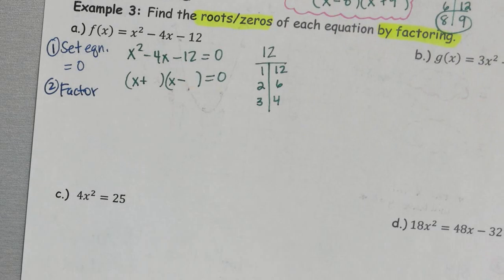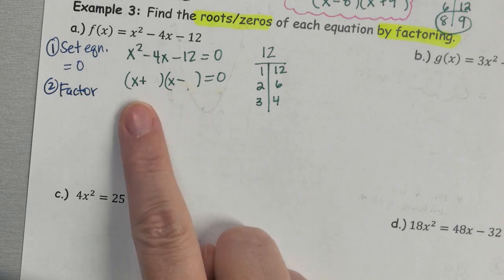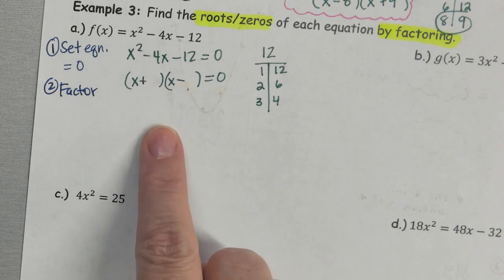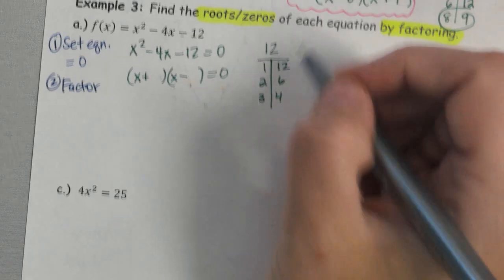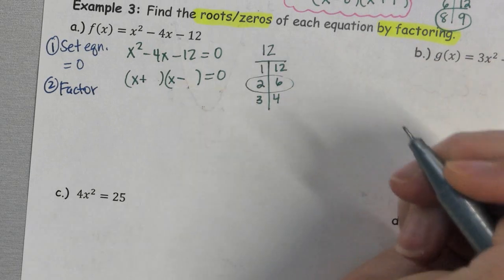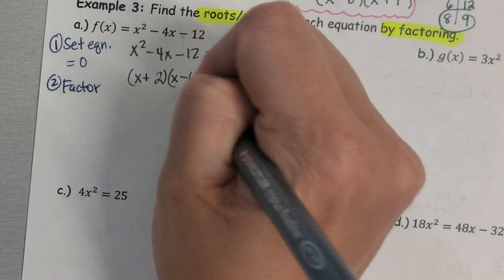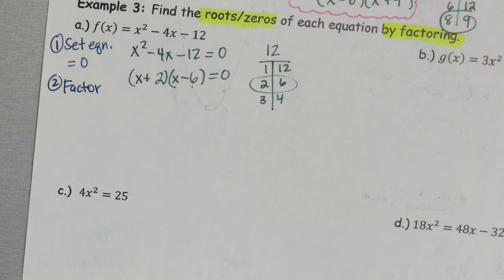Because those are the only things that multiply to 12. Now, you're looking for the one that, technically, when you subtract them, you are going to get negative 4. So which ones have a difference of 4? 2 and 6. Which one has to be negative? Good. So the 6 has to be negative. So you have 2 minus 6, which is negative 4. 2 times negative 6 is negative 12.